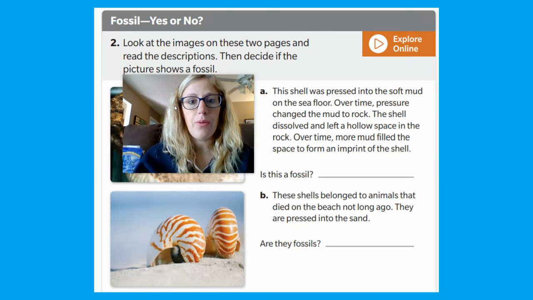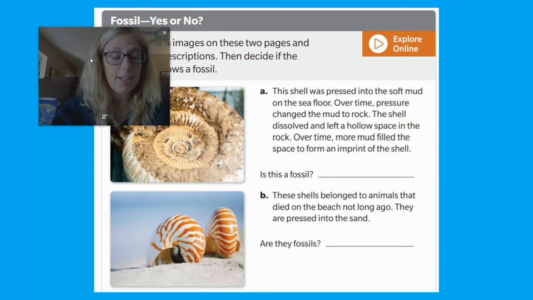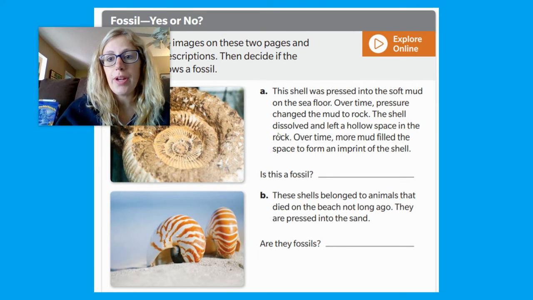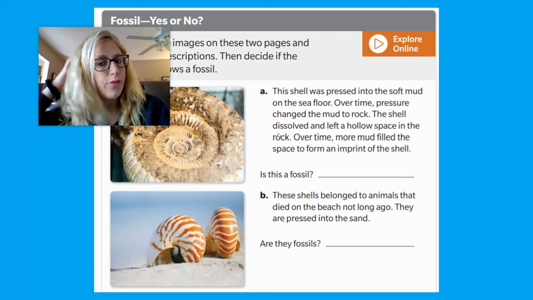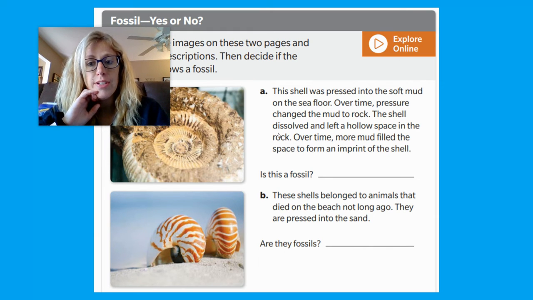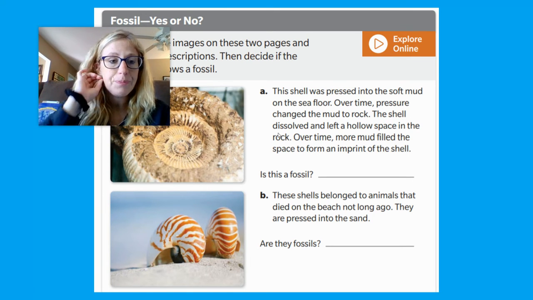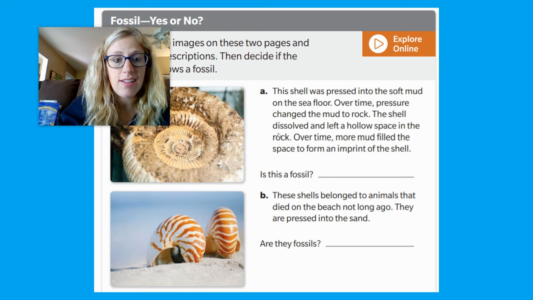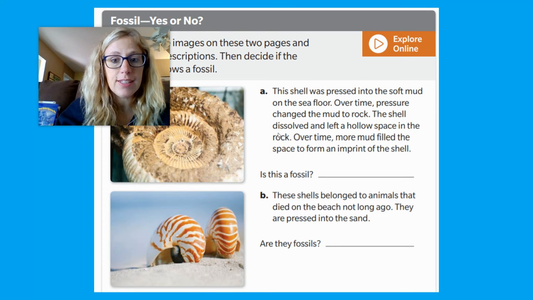So we're going to try to decide if these are fossils or not. This shell was pressed into the soft mud on the sea floor. Over time, pressure changed the mud into rock. The shell dissolved and left a hollow space in the rock. Over time, more mud filled the space to form an imprint of the shell. Is it a fossil? The answer is yes, it is a fossil because it's the imprint of it.